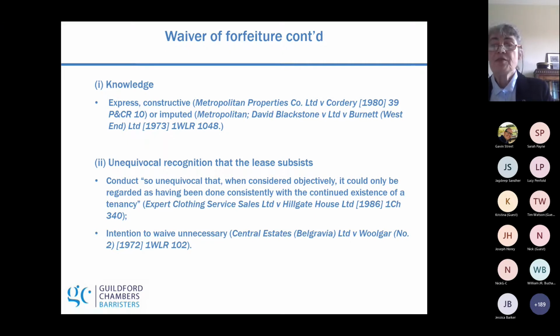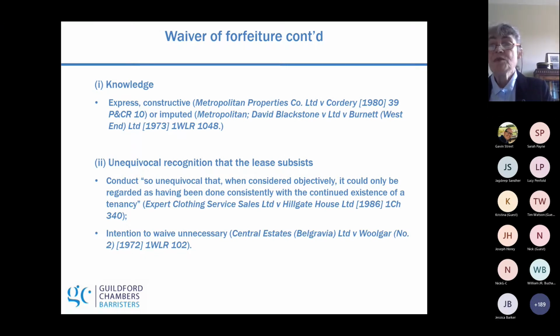Looking then at the three elements of forfeiture, knowledge is knowledge of the basic facts giving rise to the right to forfeit, so that knowledge of the legal ramifications of those facts is irrelevant. It may be express, constructive, or imputed. Express knowledge needs no elaboration, but constructive knowledge will apply where the landlord is suspicious and is on notice as to the possibility of breach. The extent of inquiries required by the landlord will depend on the particular facts of the case, but he cannot bury his head in the sand to avoid a waiver.